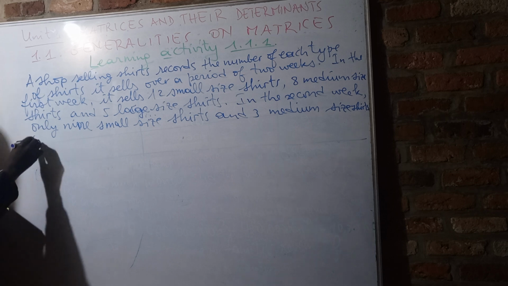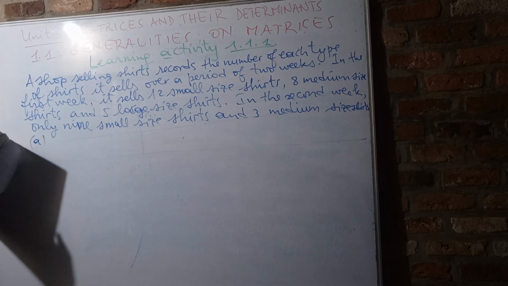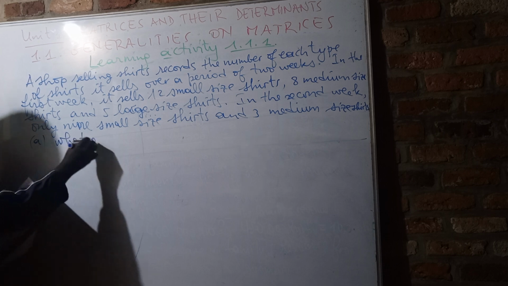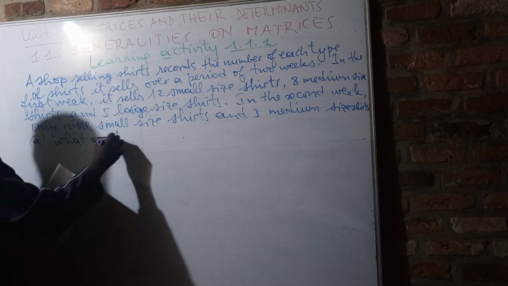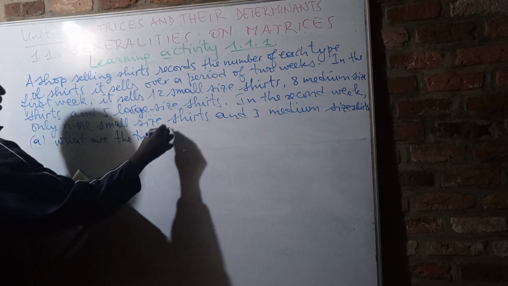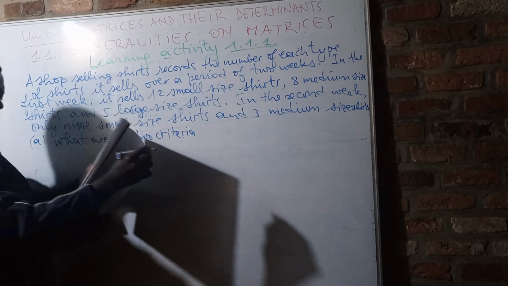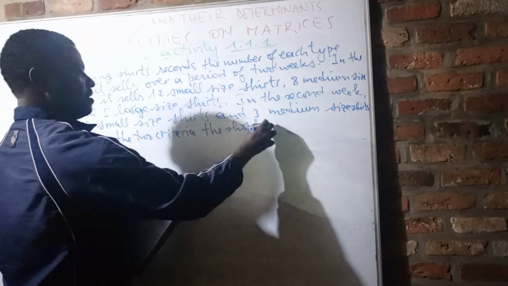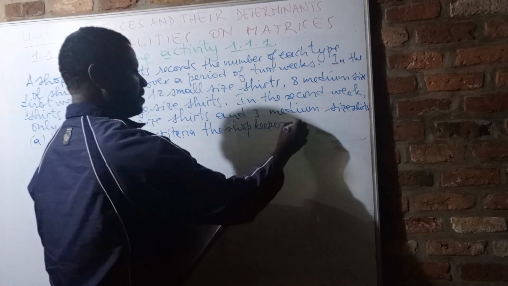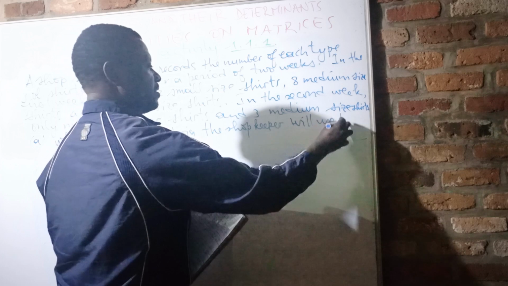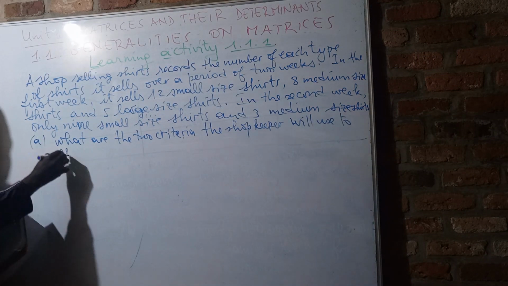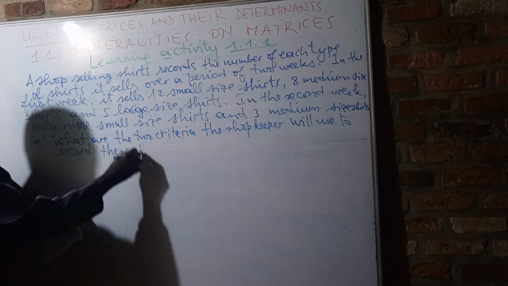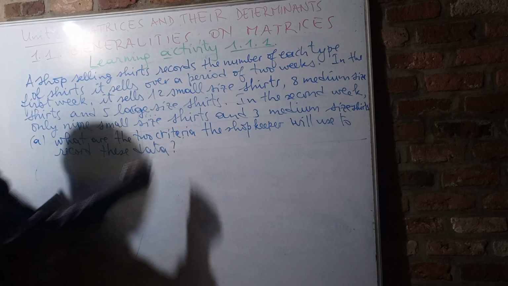Okay, now sub-question A: what are the 2 criteria the shopkeeper will use to record this data? Okay, that is sub-question A.